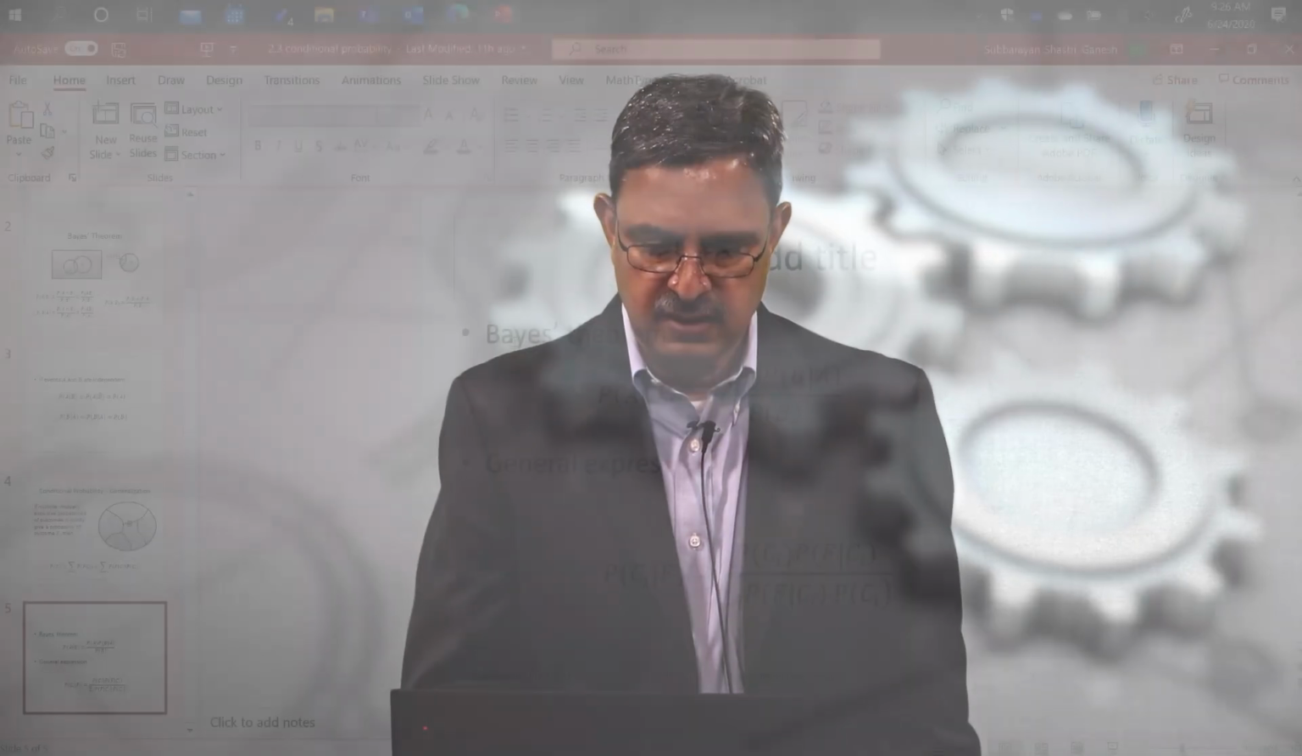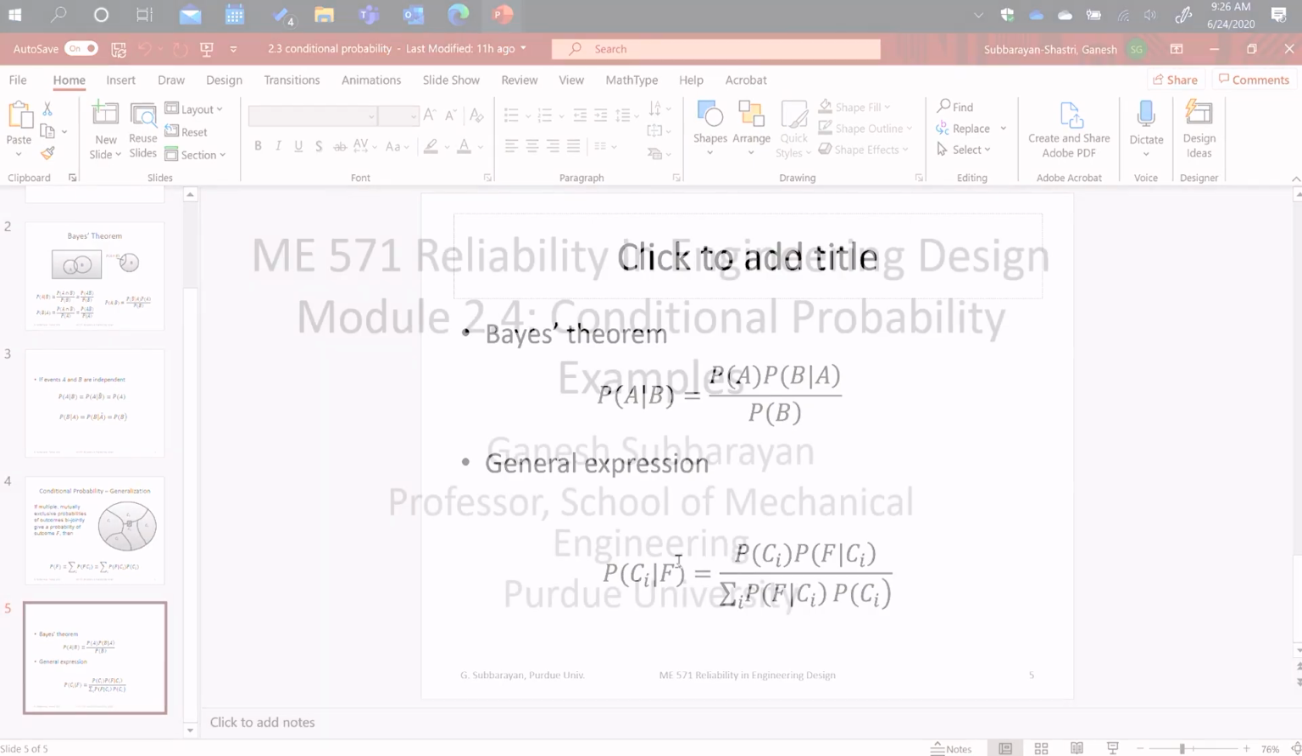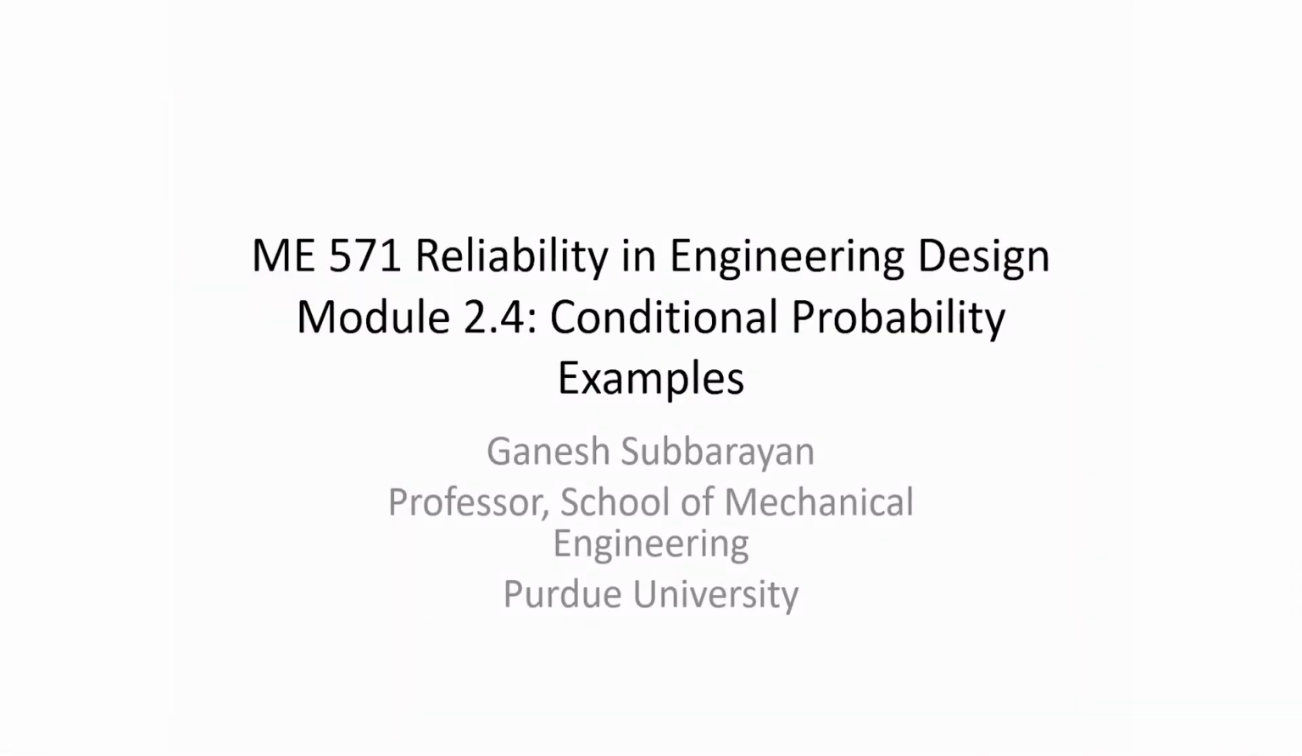Okay, in module 2.4, we are going to work out examples of conditional probability. We saw in module 2.3 the definition of Bayes theorem and the general expression for Bayes theorem when we have multiple mutually exclusive events Ci leading to, in our context, failure F. So we are going to apply these concepts in module 2.4.